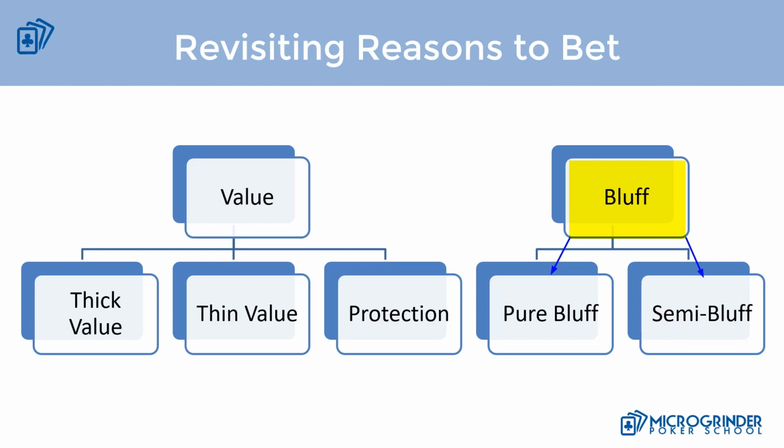So again, I want to make sure that you understand what these are, because as we're going through this course and we're talking about continuation betting, we're doing it for particular reasons. We are either C-betting for value, either thick value or thin value. And one thing that I do want to talk about when we're talking about thick value to thin value, think of this as a spectrum.